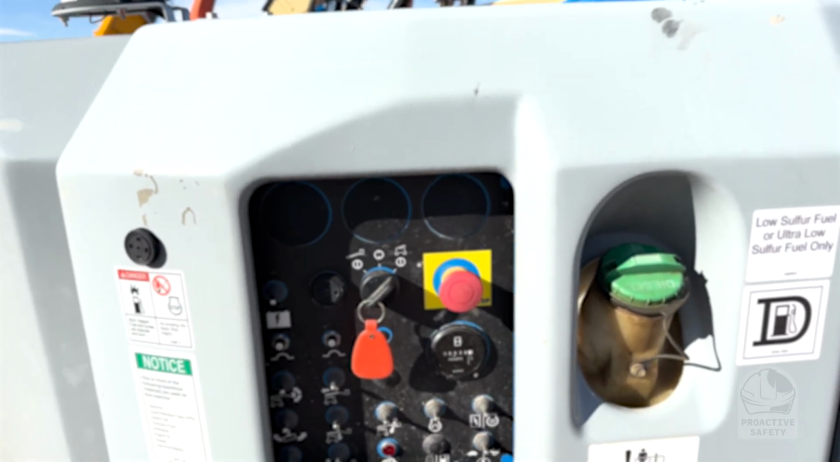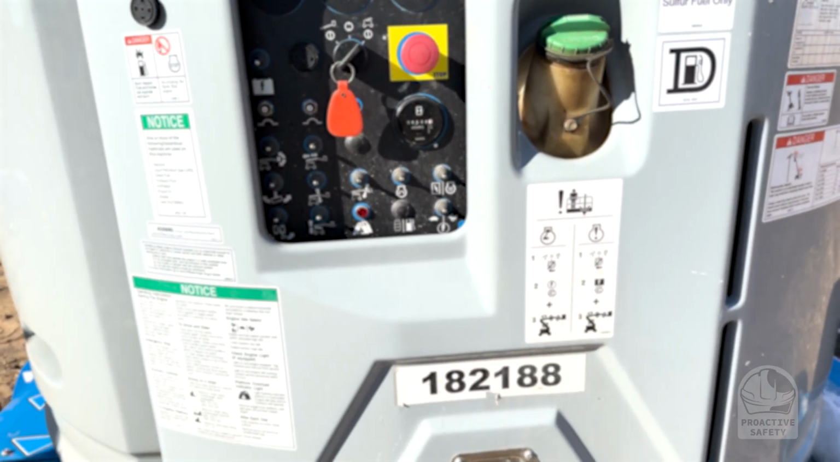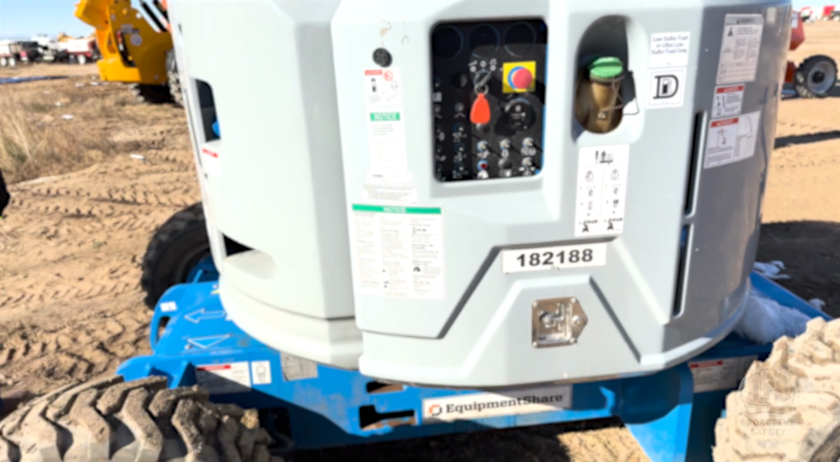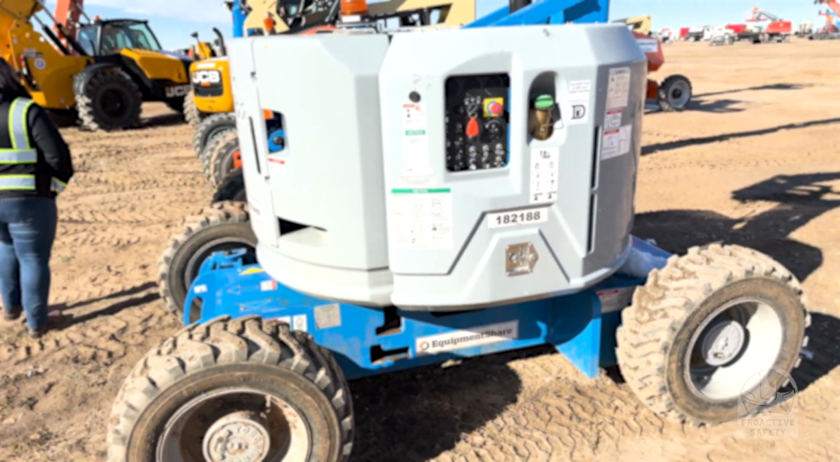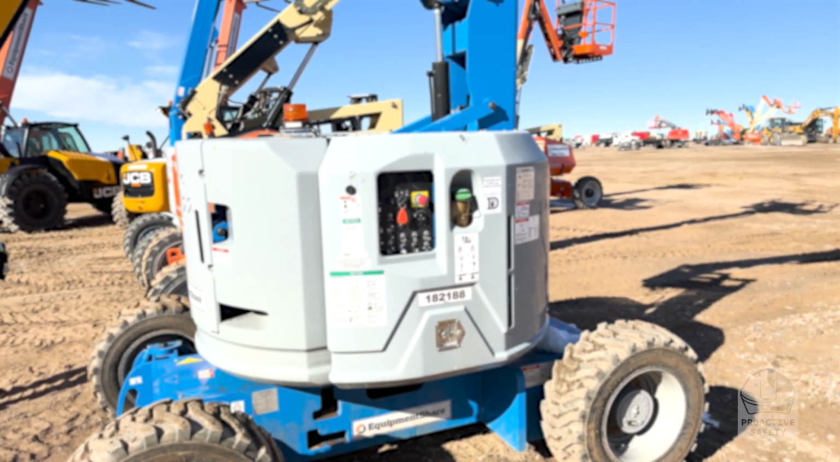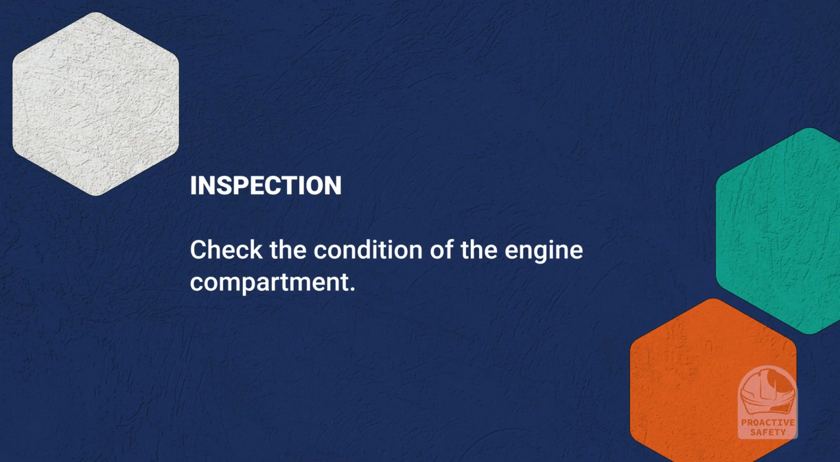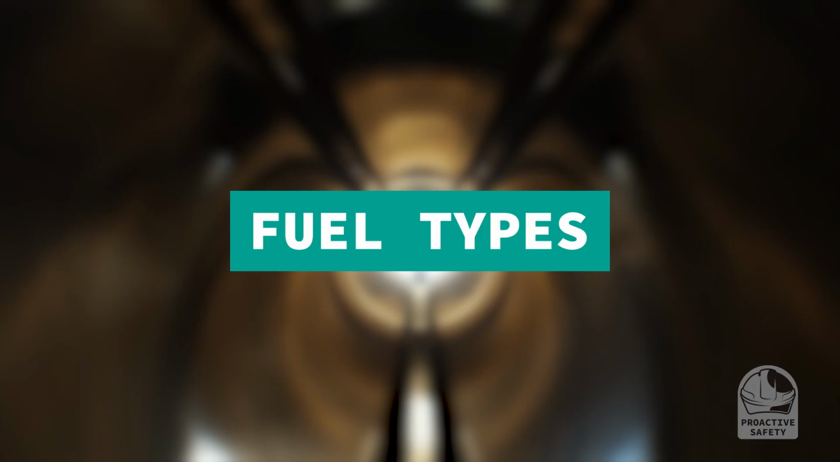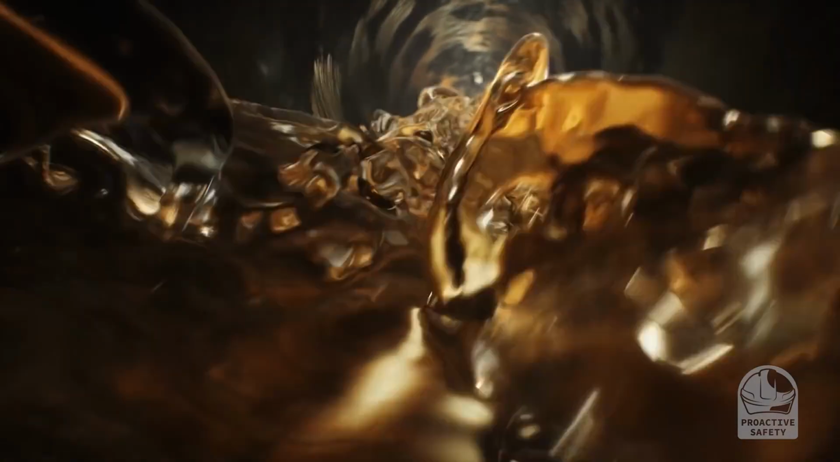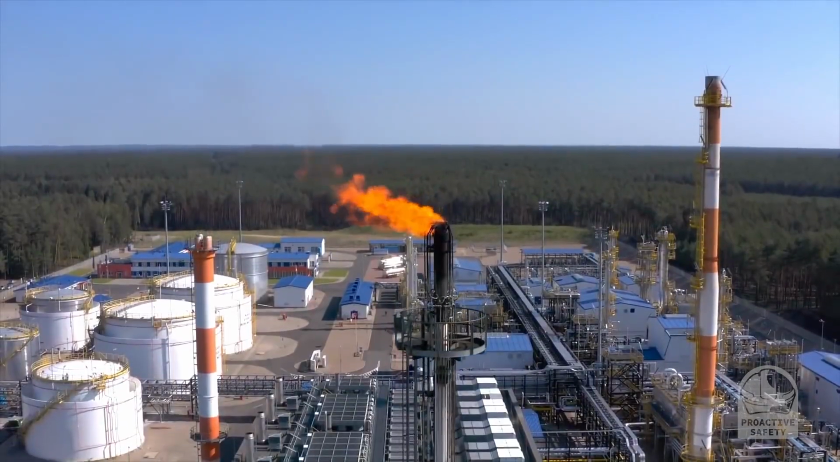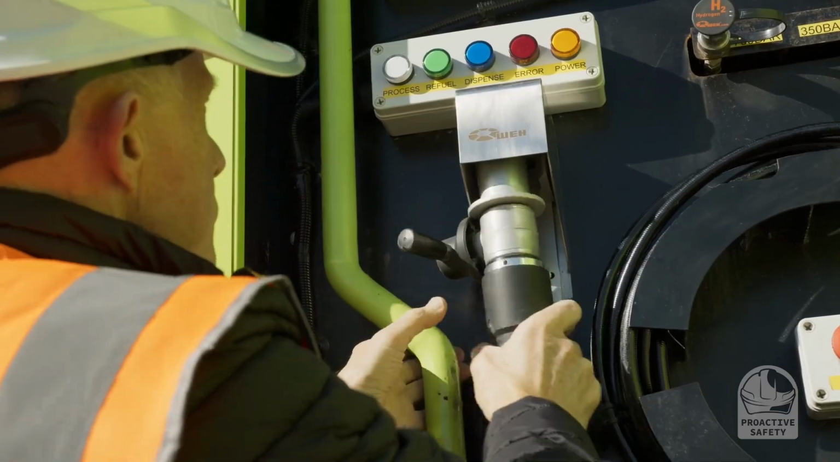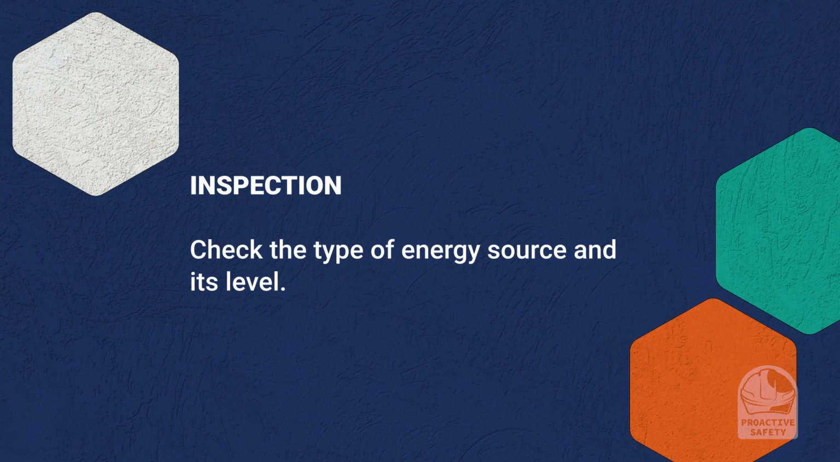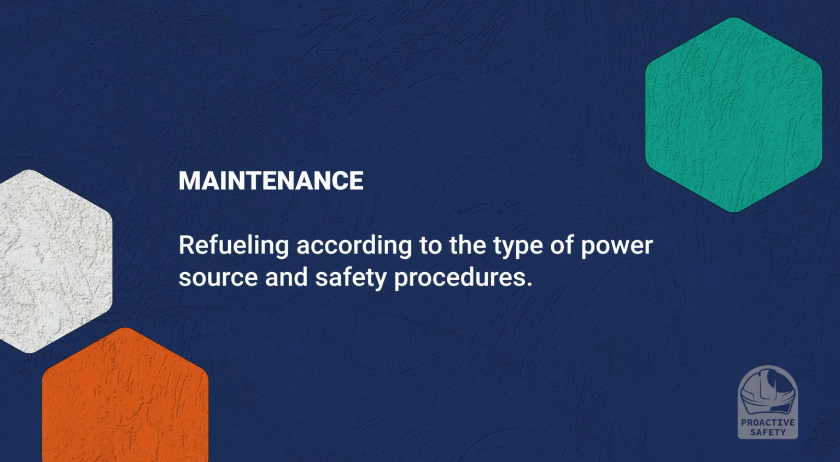The engine compartment houses the equipment's power source, which can be electric, diesel, gasoline, or another type, and provides the power necessary to operate the platform. When inspecting, check the condition of the engine. Fuel type. Aerial platforms can run on different types of fuel, such as diesel, gasoline, and electricity, depending on the model and application. When inspecting, check the type of energy source and its level. When doing maintenance, refuel according to the type of power source and safety procedures.